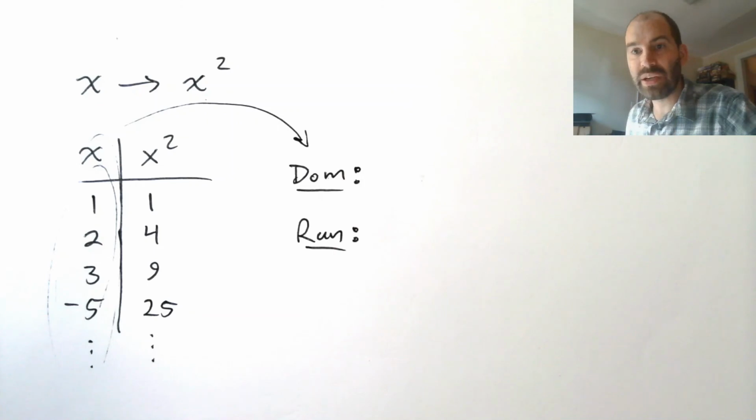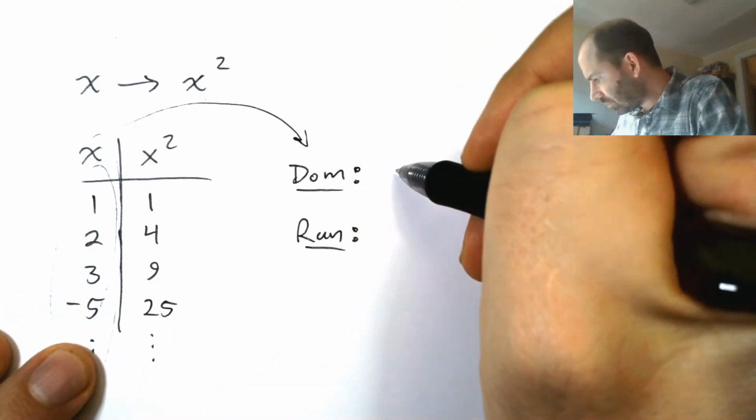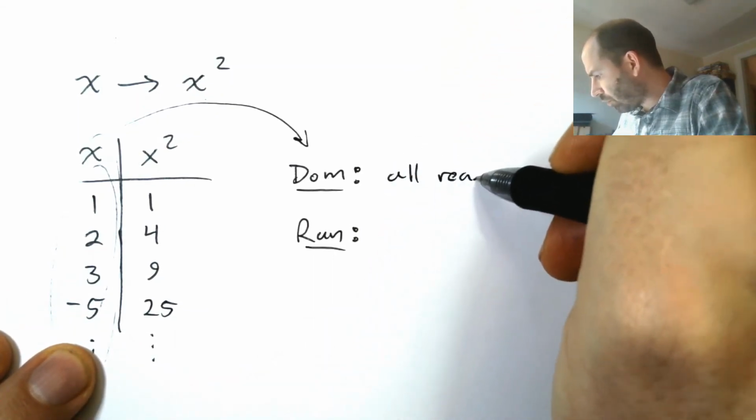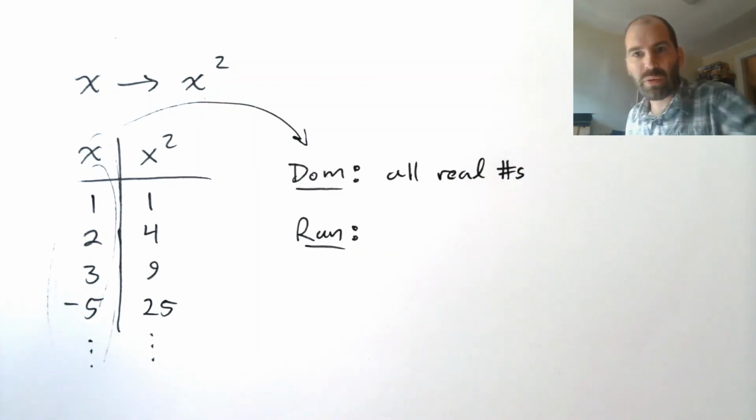In this class, we're going to say all real numbers. And that is because later in the class, we're going to talk about numbers that aren't real numbers. They're called complex numbers. But for now, we're not going to worry about complex numbers. What we'll write here is all real numbers. I'll abbreviate numbers with a pound sign to save space. So all real numbers. Okay?